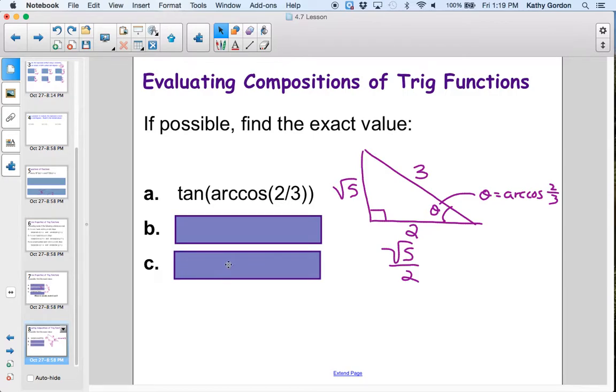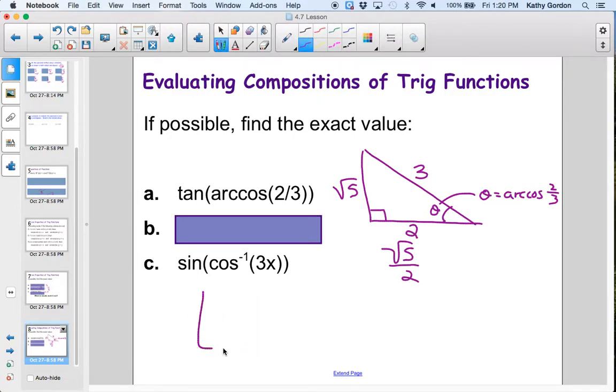Now, let me really blow your mind. Cosine of negative 3x. The tendency is to want to go, why? Because it's 3x, not x. But it's still the same thought process. Make the triangle.